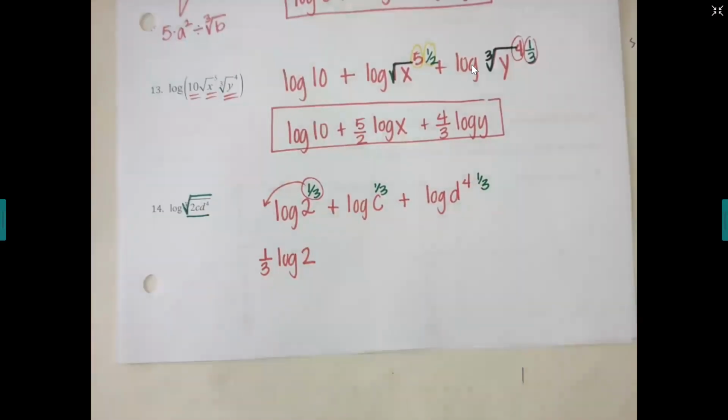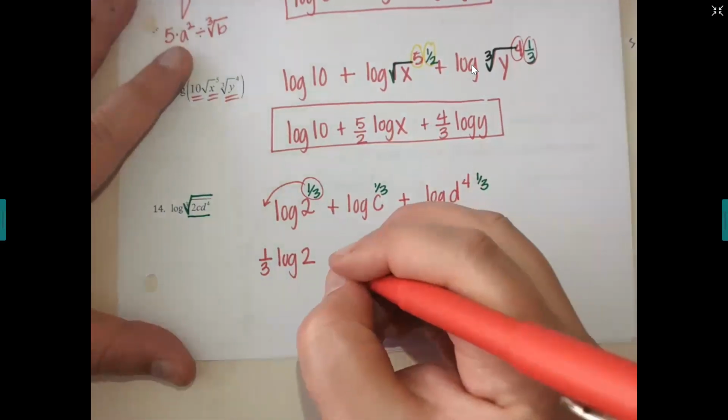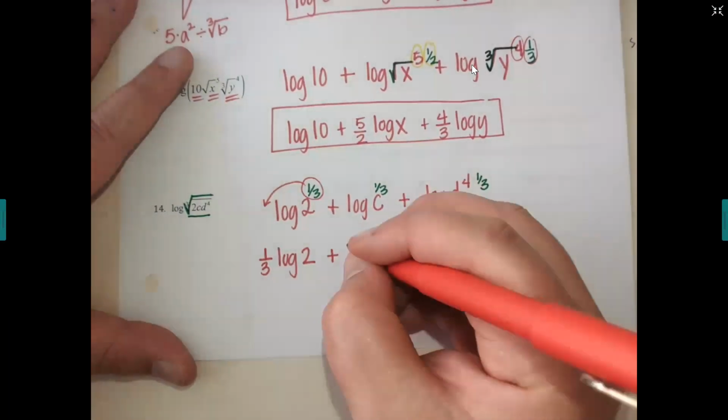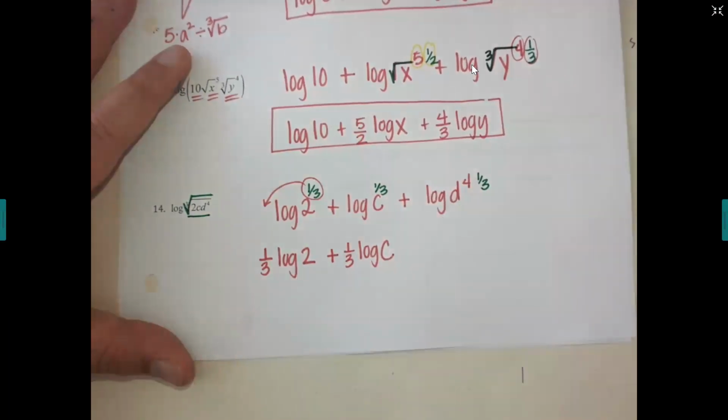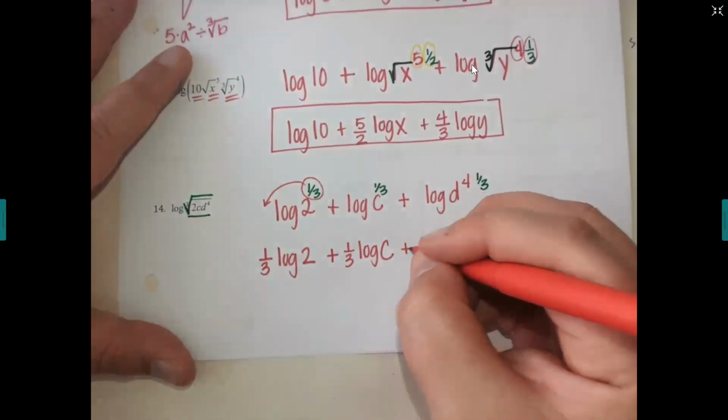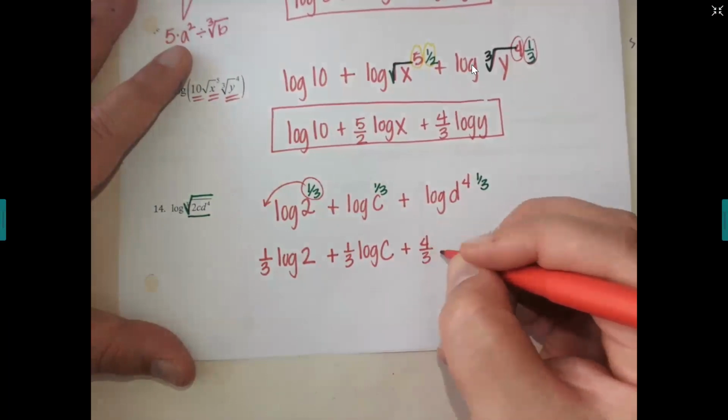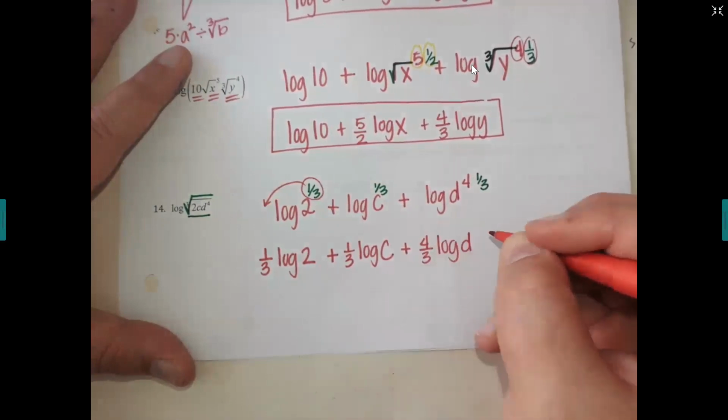Because 2 in this case is a base. So you can't combine it with the third because the 2 is the base. Okay, then next one, what would it be? 1/3 log C. And then for the last one, what would it say? 4/3 log. Does that make sense?